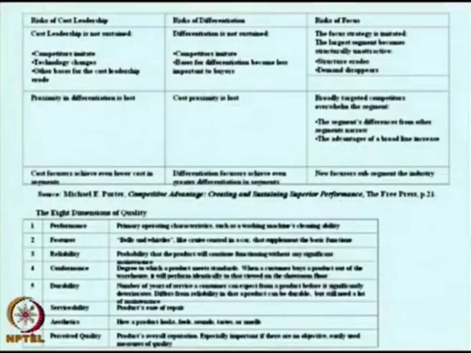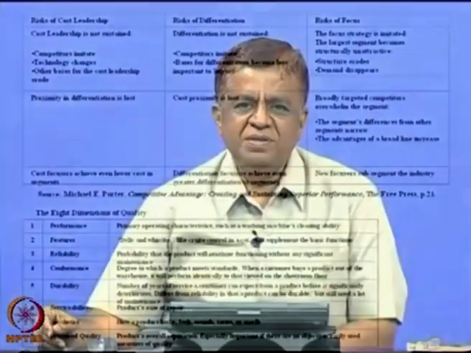First one is performance. What is performance? Performance refers to primary operating characteristics such as a washing machine's cleaning ability. You take a simple washing machine. Why do you put your clothes in a washing machine? In the present day Indian context, let us say, why do you want to use a washing machine? You may say no time for hand washing.